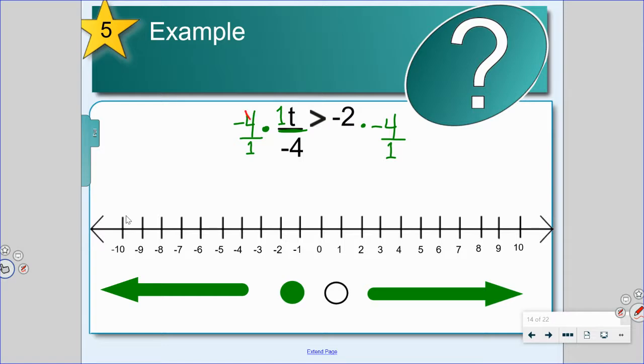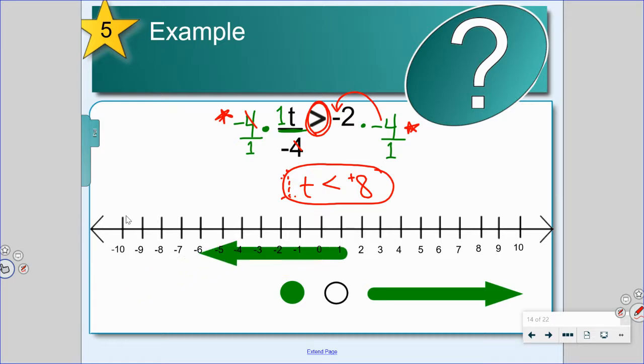Now here we go. Negative 4 over negative 4 cancels out, leaving us with a single t. Negative 2 times negative 4, the opposite of all those negatives, would be positive. Whoa, here we go. As soon as we multiplied by a negative, that inequality sign flips around. So our solution statement here is any number t will work as long as that number is less than 8.